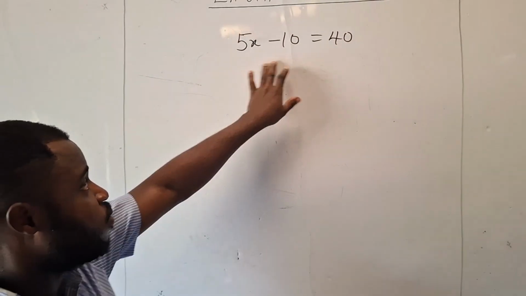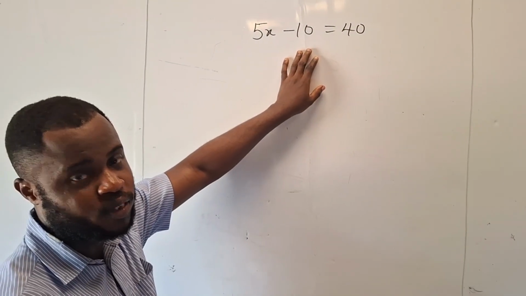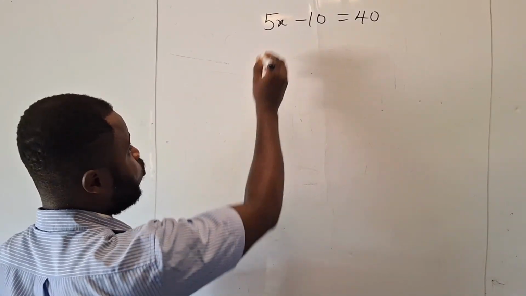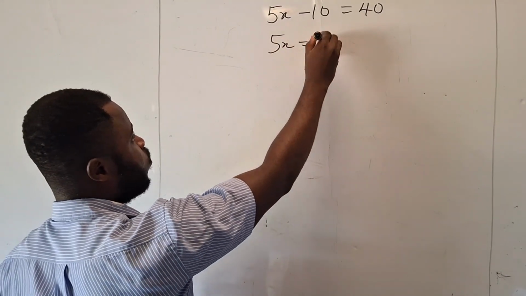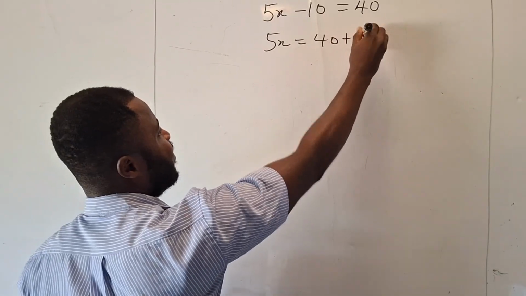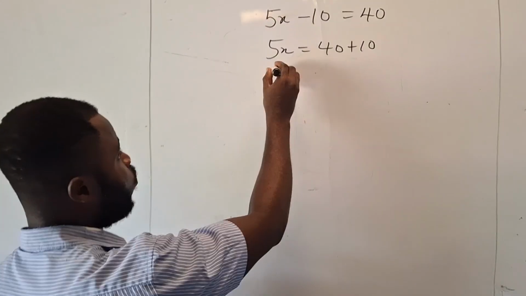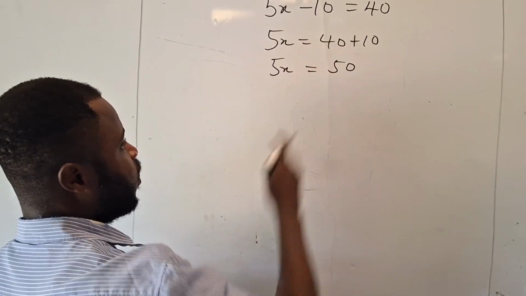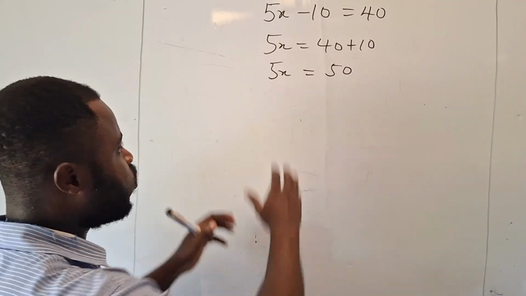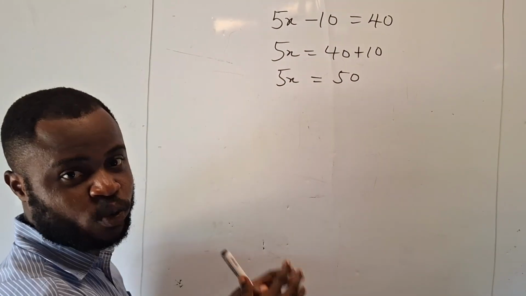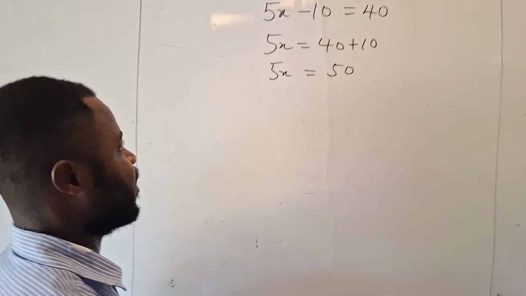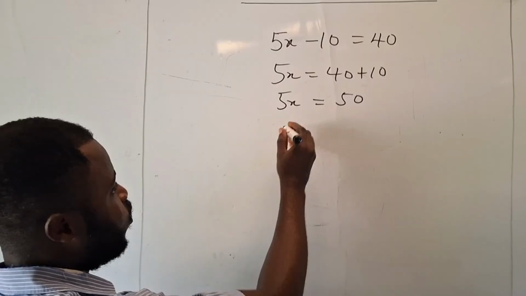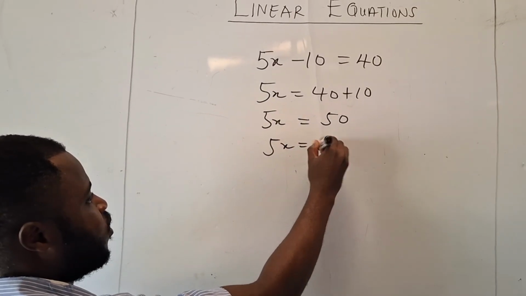It means that we have to eliminate this negative 10 here. So when we eliminate it, it means we have to send it to the right side. So this will give us 5x is equal to 40 plus 10. So 5x will be equal to 50. Now we are looking for x. So we have to divide both sides by the coefficient of x, which is the 5, to make the x stand alone. So with this one, we have our 5x is equal to 50.